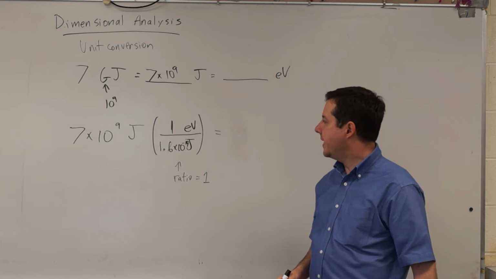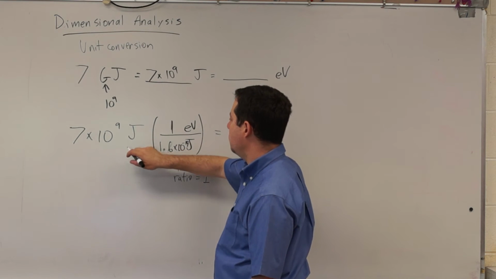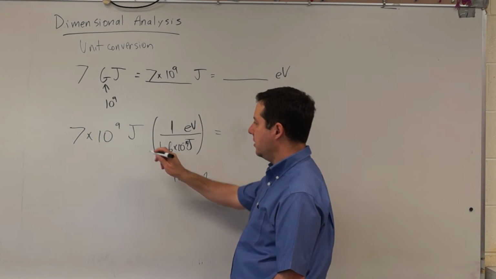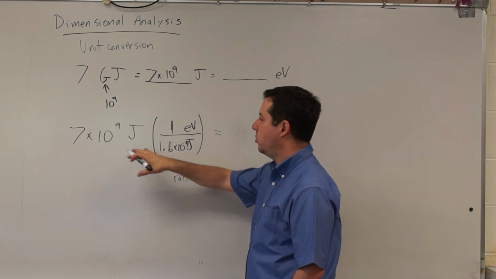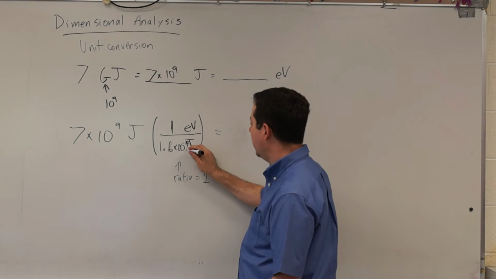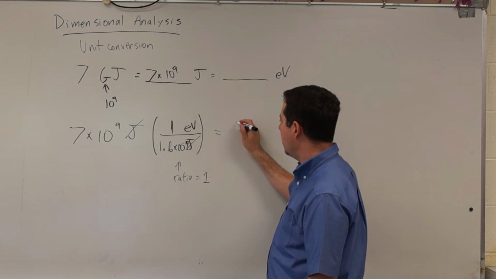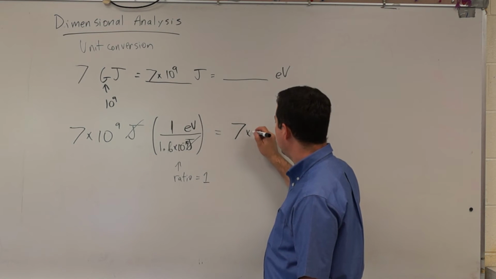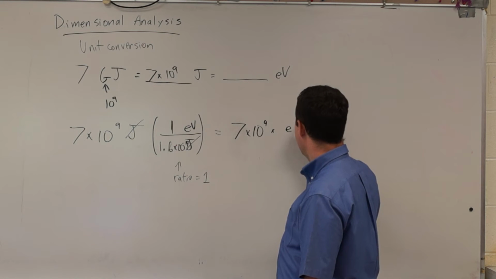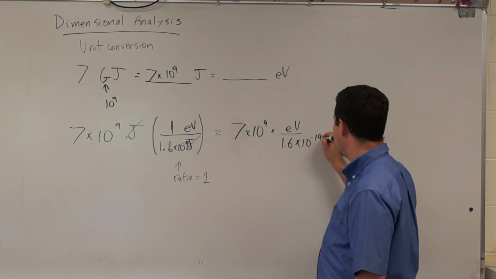And so all you're doing at this point is you are multiplying and dividing. 7 times 10 to the 9th joules times 1 electron volt divided by 1.6 times 10 to the negative 19th joules. The top equals the bottom. We're just multiplying this number by the number 1. So we're not changing the measurement, we're just changing the units. You'll notice the joules here cancels the joules there. 1 just goes away when you multiply it. So you're left with 7 times 10 to the 9th multiplied by an EV divided by 1.6 times 10 to the negative 19th.